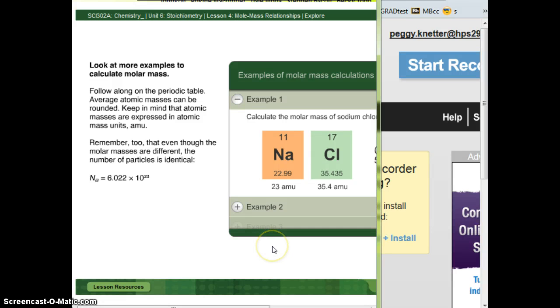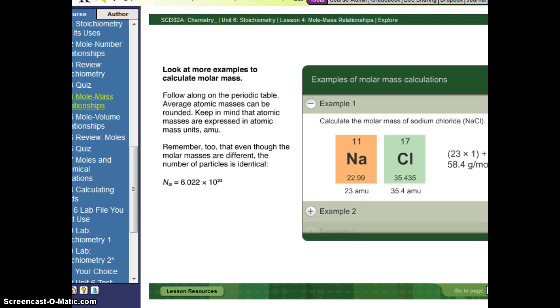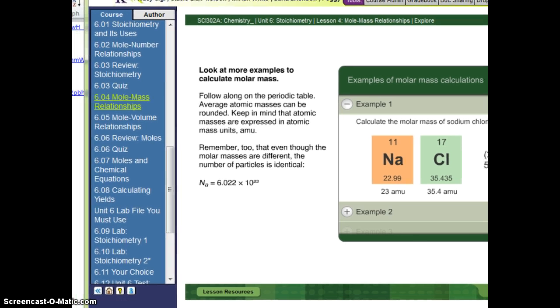This is part 2 of the 6.04 mole mass relationship lesson. So we just finished going over how to do the NaCl. And so we took the fact that there was one sodium atom that weighed 23 AMU plus one chlorine atom that was 35.4 AMU, and we get our total of 58.4 grams per mole. All right, so let's go ahead and try another one.